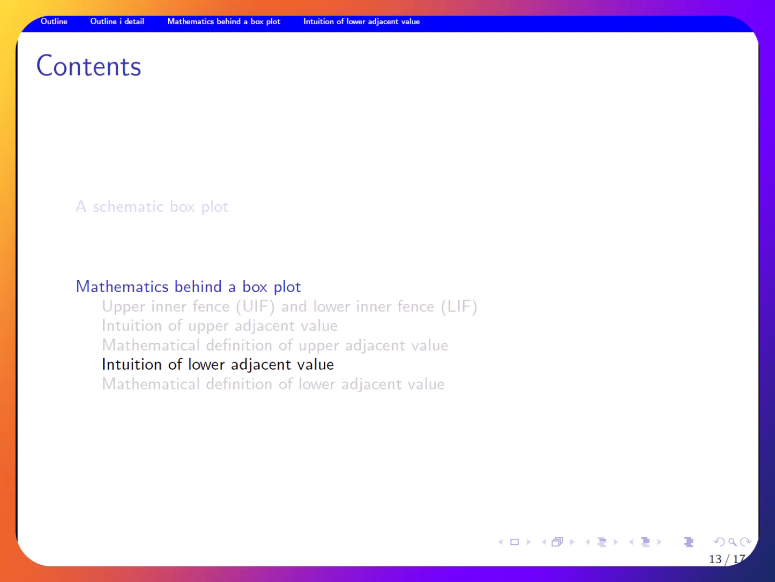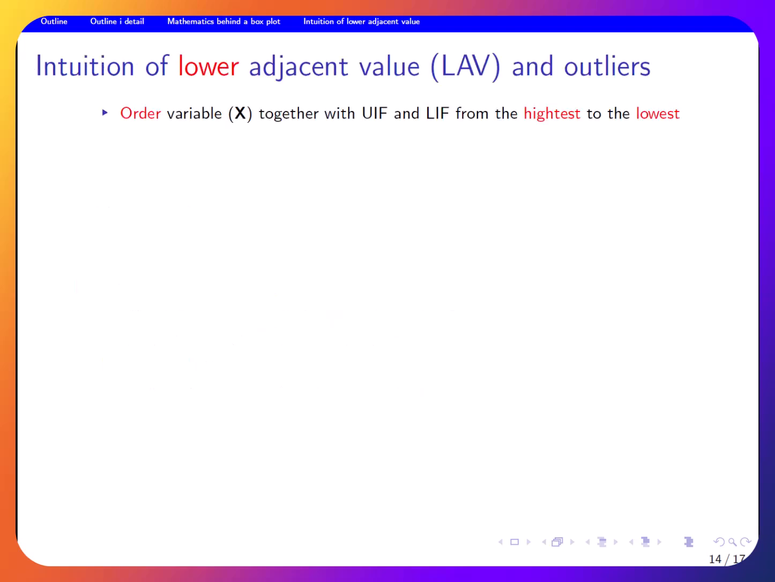Intuition of lower adjacent value. We do the same: we order the variables together with upper fence and lower fence from the highest to the lowest. Keep in mind, we order from the highest to the lowest.